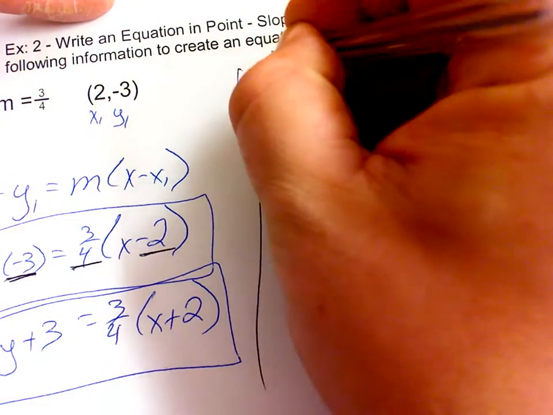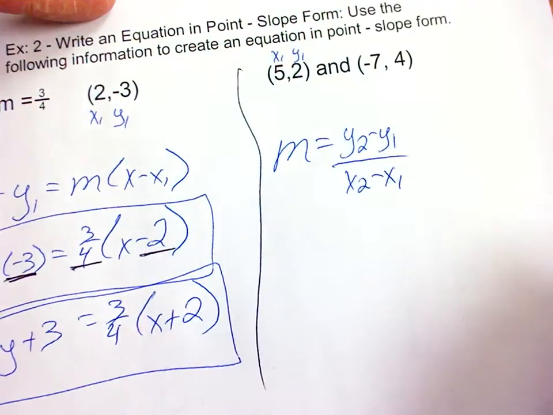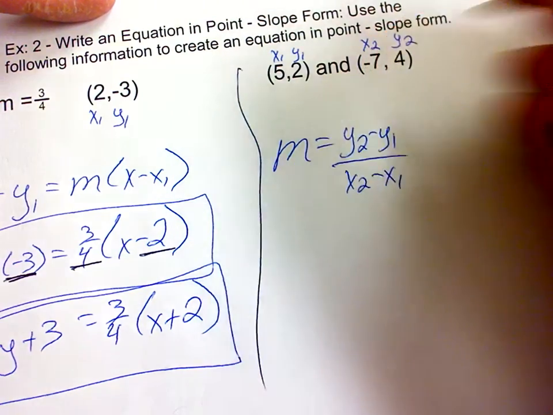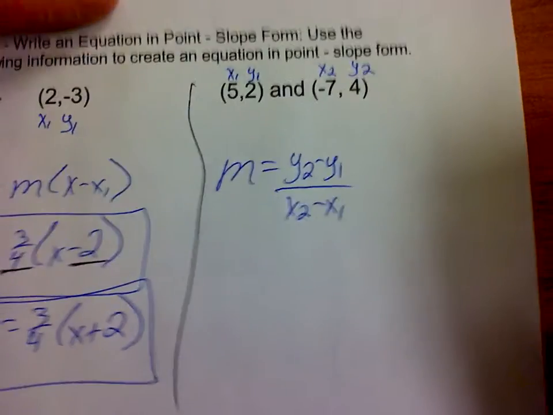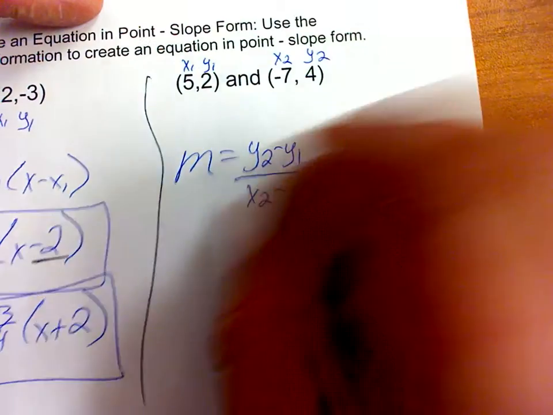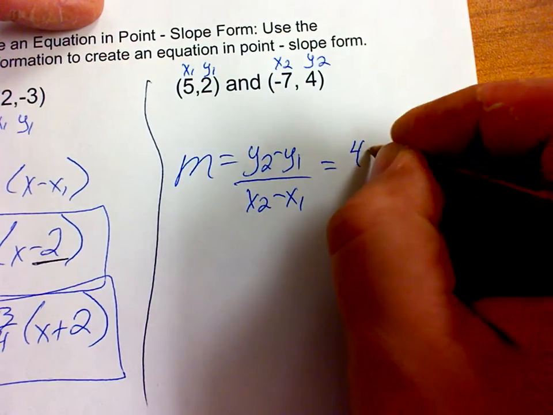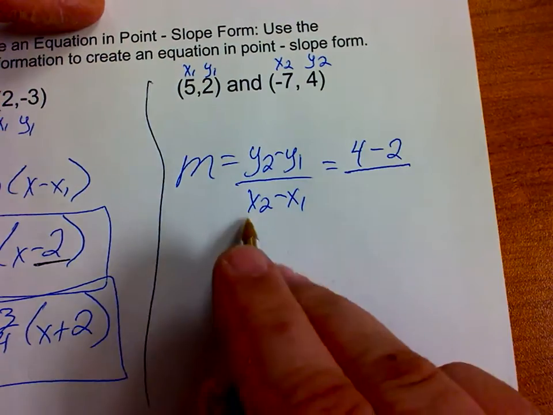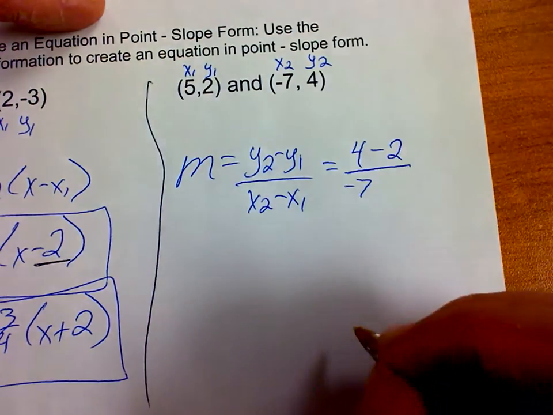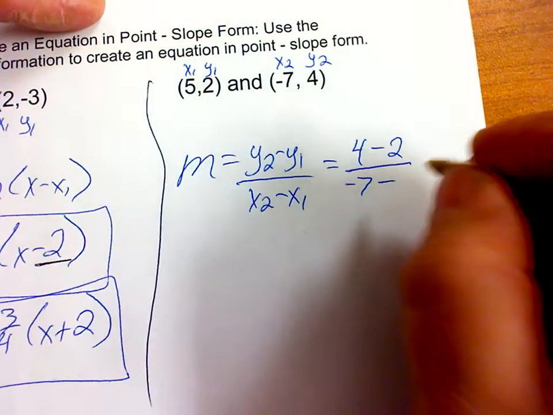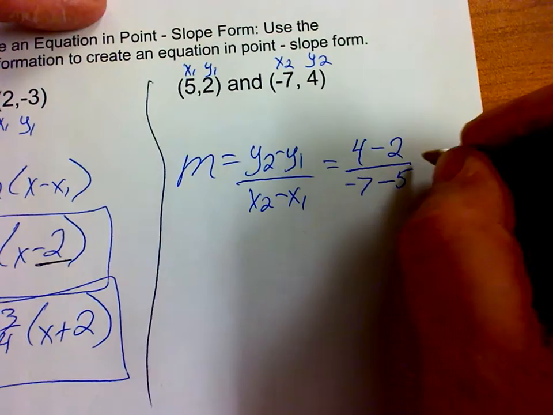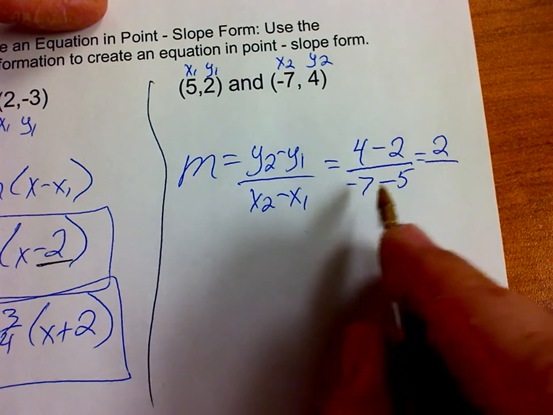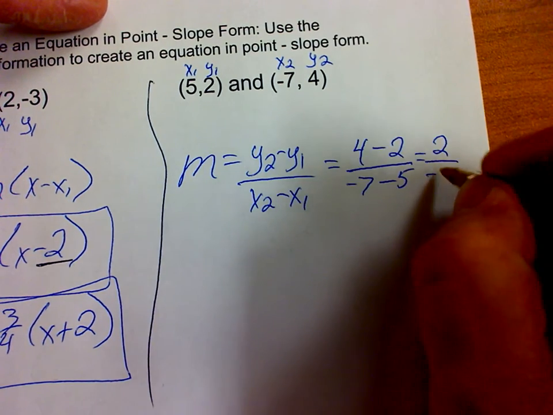Second, let's identify our 2 points. We'll let 5, 2 be our first point, and we'll let -7, 4 be our second point, the x sub 2, y sub 2. Let's plug in our information. Y sub 2 is 4, minus y sub 1 is 2, all over x sub 2 is -7, minus x sub 1, which is 5. Doing the math on the top, we get 4 minus 2, which is 2, over -7 minus 5, which is -12.